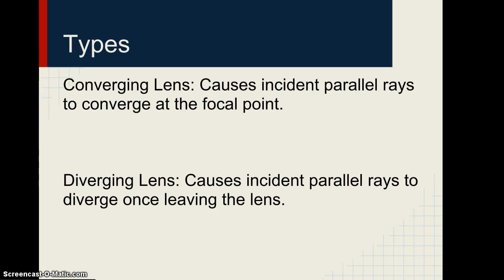First, there are two types of lenses, a converging lens and a diverging lens. A converging lens causes incident parallel rays to converge at the focal point, while a diverging lens causes incident parallel rays to diverge once leaving the lens.